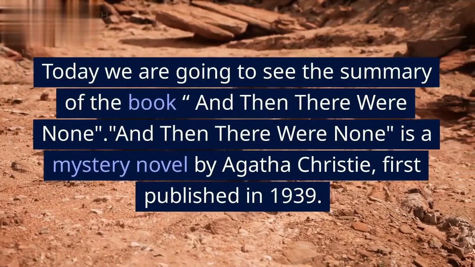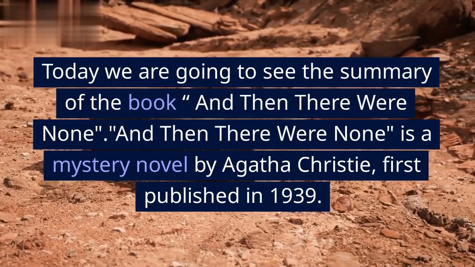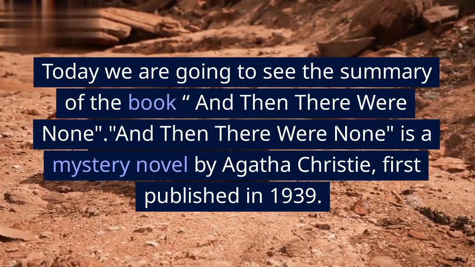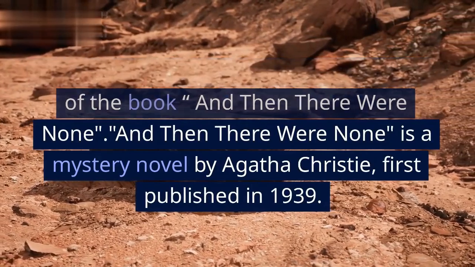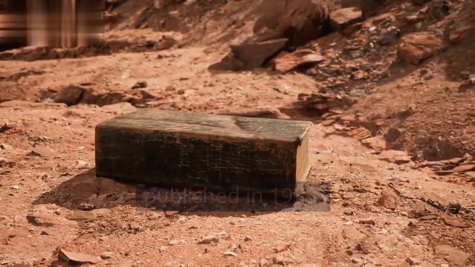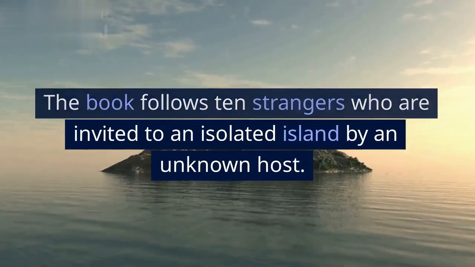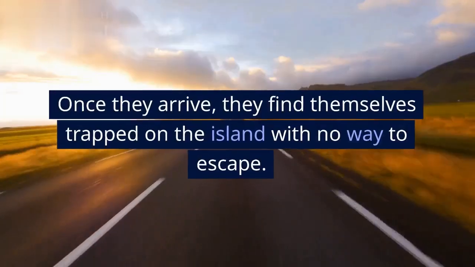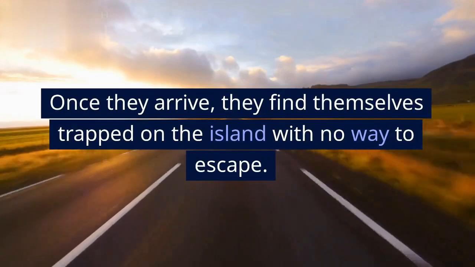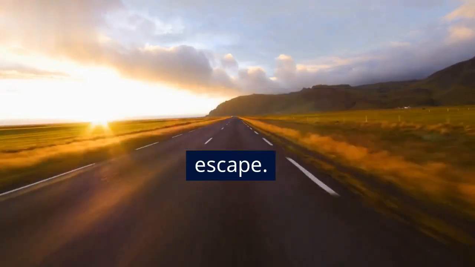Today we are going to see the summary of the book, And Then There Were None. And Then There Were None is a mystery novel by Agatha Christie, first published in 1939. The book follows 10 strangers who are invited to an isolated island by an unknown host. Once they arrive, they find themselves trapped on the island with no way to escape.